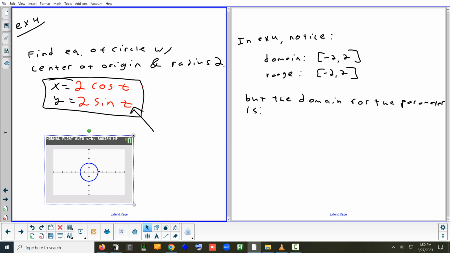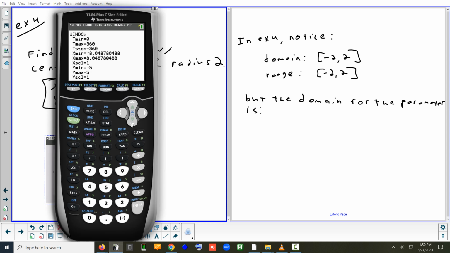What was the domain for the parameter? Yeah, 0 to 360. If you don't let that parameter go all the way to 360, you're not cycling through all the different values you could hit in the cycle, and you're not going to get a full picture.